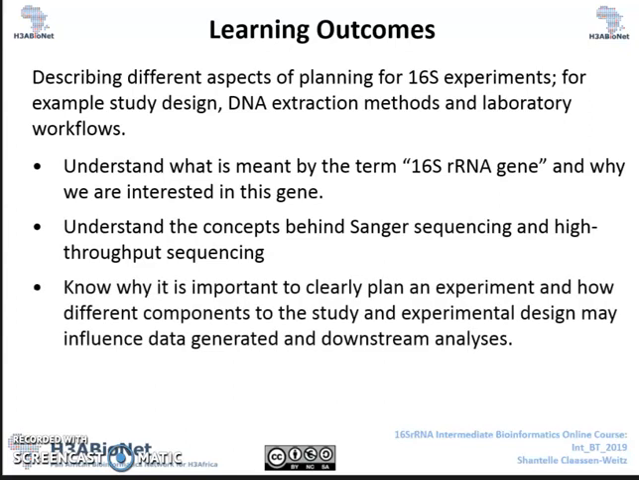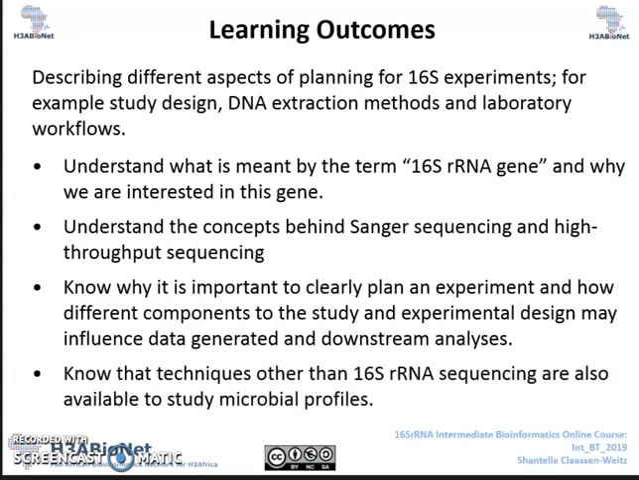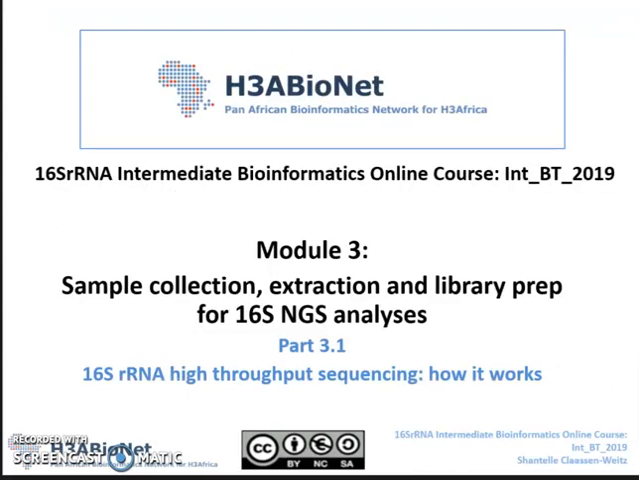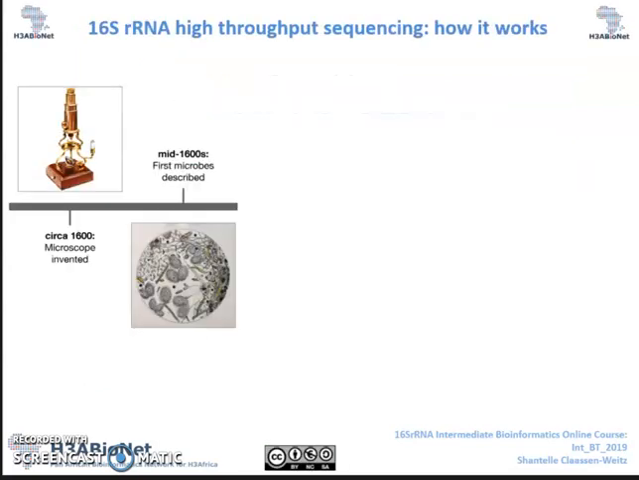We'll look into why it is important to clearly plan an experiment and how different components to the study and experimental design may influence data generated and downstream analysis. This module will also serve as an introduction to some techniques other than 16S rRNA sequencing and why they are of importance. As for Module 2, I've decided to do a couple of recordings on the topic of sample collection, DNA extraction, and library preparation for 16S NGS analysis by splitting it into different parts. In part 3.1, I will be focusing on describing the 16S rRNA gene in a bit more detail.